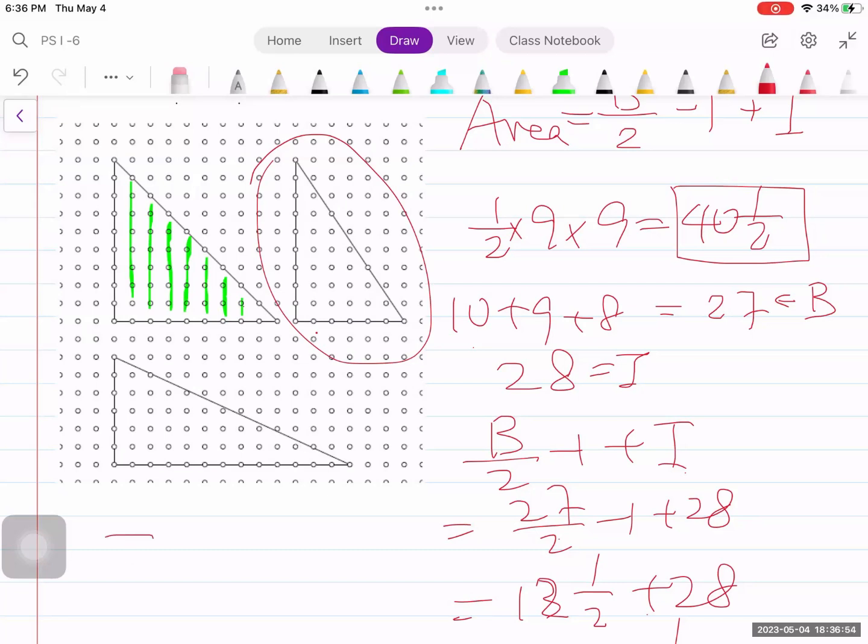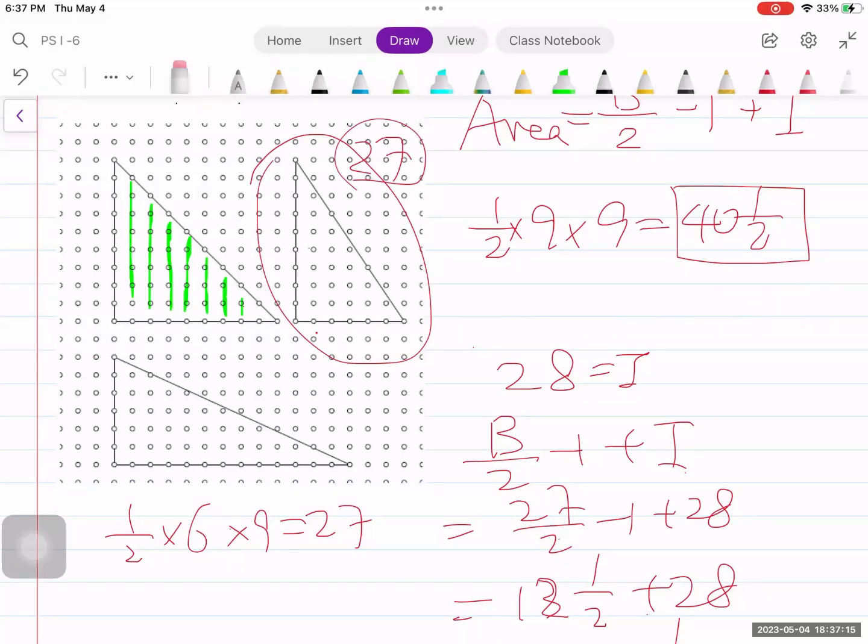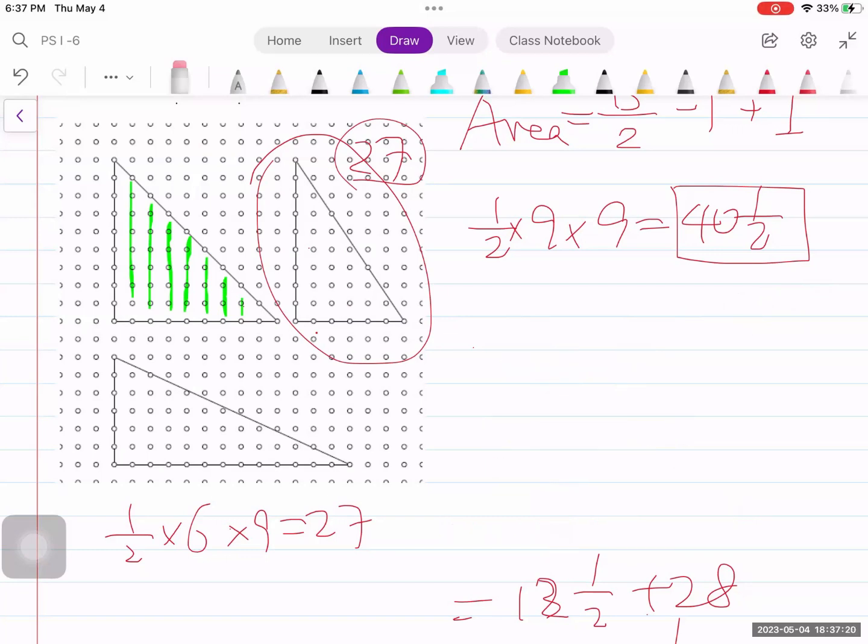So the base is 6. The height is 1, 2, 3, 4, 5, 6, 7, 8, 9. So the area is 27. So now this area is 27. Now let's check. Okay. How many points are on the boundary? 27 is the area that I calculated by using the formula. Now let's calculate it by using the boundary points and the inside points.